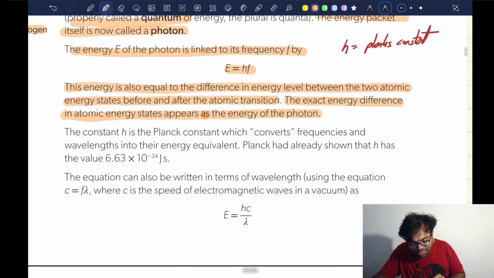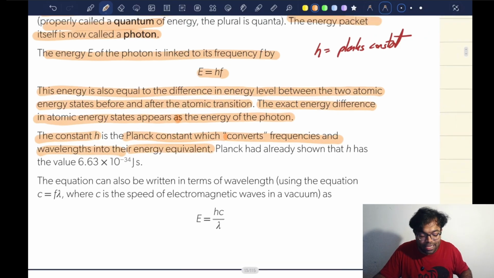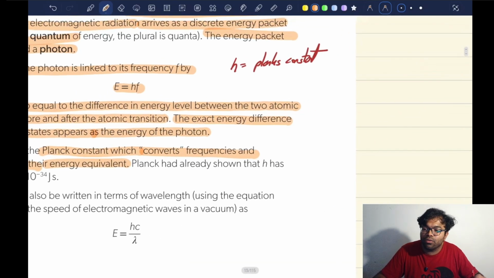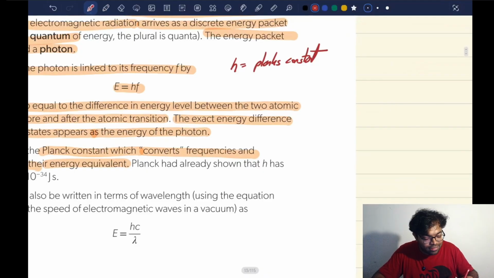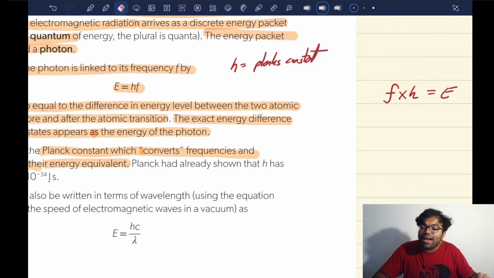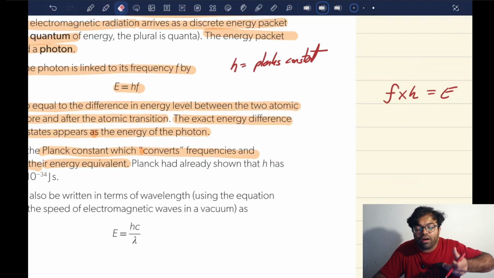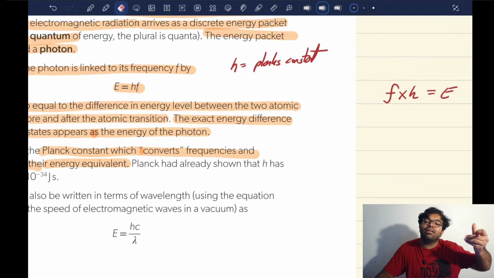Now, the constant h is called the Planck's constant, which converts frequencies and wavelengths into their energy equivalent. So basically, if I tell you that a certain radiation has a frequency f, you can calculate the energy of that radiation by multiplying it with h to get the corresponding energy level. This is what Planck's equation tells us. It gives us a corresponding energy level for a certain frequency.